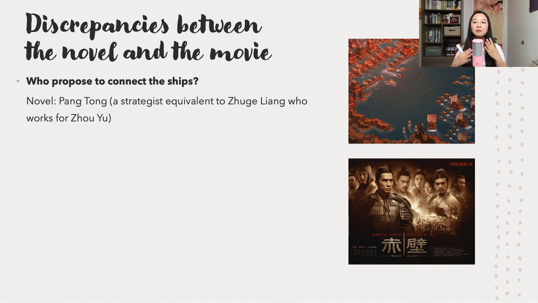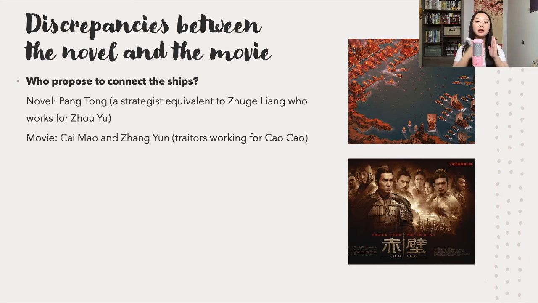And that totally makes sense in the novel, in the context, because that's a very smart way in Cao Cao's mind. But in the movie, it is Cai Mao and Zhang Yun, the two traitors from the south, now working for Cao Cao, who proposed to connect the boats. Which sounds a little bit awkward if you think twice, because Cai Mao and Zhang Yun are from the south, they know how to fight on the sea or on the river. So they know a lot of naval skills, but they proposed such a dumb idea to connect the boats. It doesn't make that much sense. So I think this kind of change is very interesting, and we can discuss it.